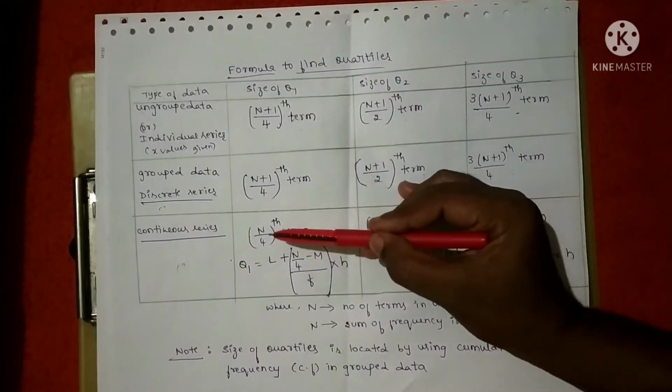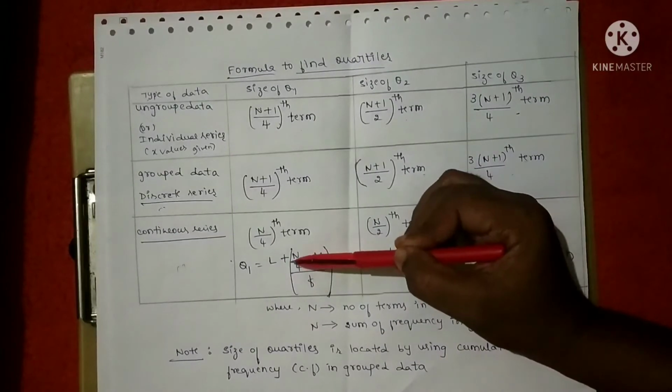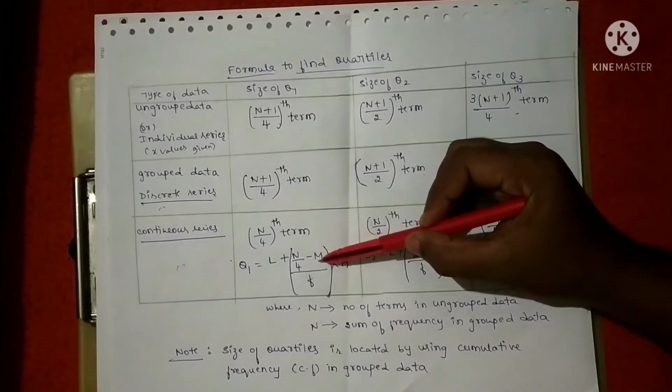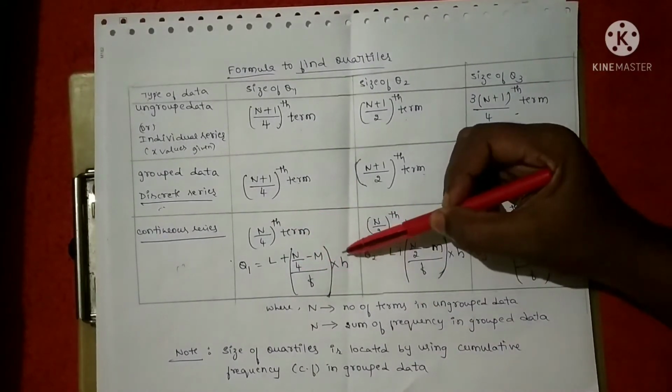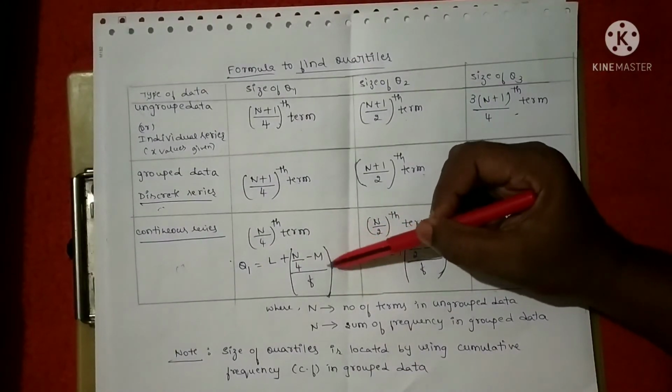Size of Q1 can be obtained by the n by 4th term. Further, we use the formula Q1 is equal to L plus n by 4 minus m divided by f into h. I'll explain the terms while solving the problems. It is something like the median, where we are finding F0, F1 and F2, no?